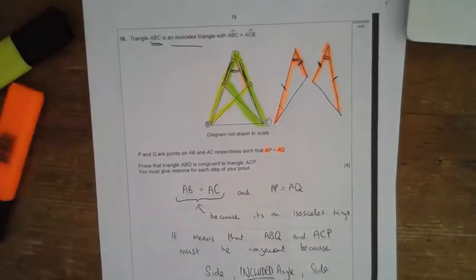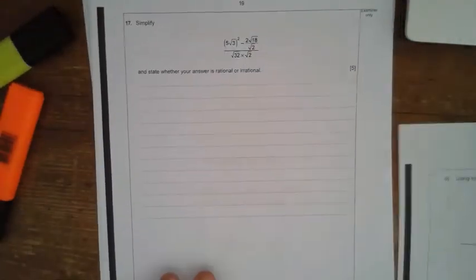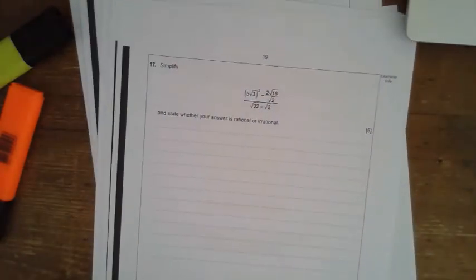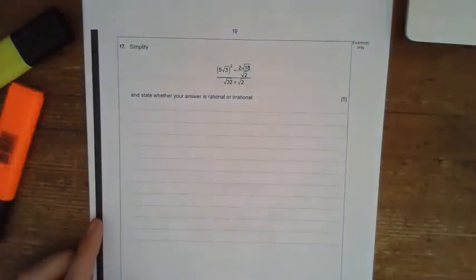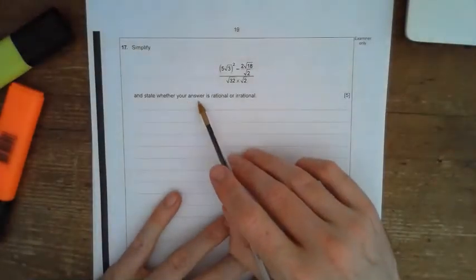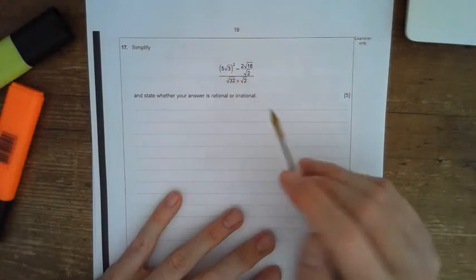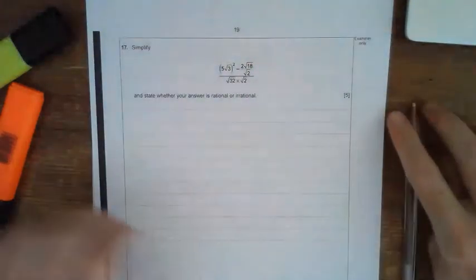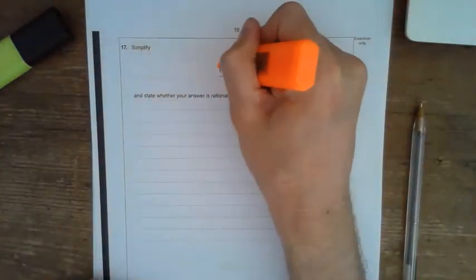Now, over the page, we've got the very last question, I think. Just double check. Oh, no, there's one on the other side as well. Okay, so question 17, it says simplify the following, which is a fraction. It says state whether your answer is rational or irrational after simplifying that. So you've got to do these individually. I'm going to do these individually to work them out, okay?